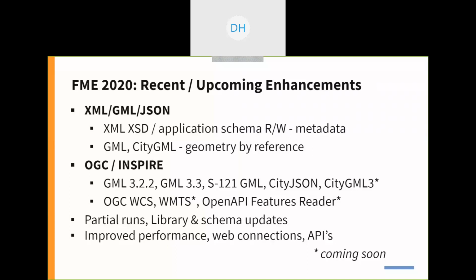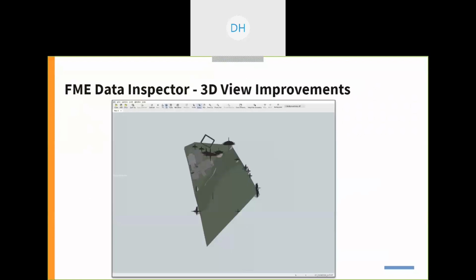And one other thing that we added recently was geometry by reference for GML and CityGML. And we continue to do bug fixes and improve performance and do enhancements for our overall GML support. And you'll see we keep adding support for new formats from OGC. And there's also CityJSON, which was added in 2020, and CityGML version 3, which we have some partial support. We'll have full support soon. And we added WCS and WMTS, and the OpenAPI stuff is coming soon as well.